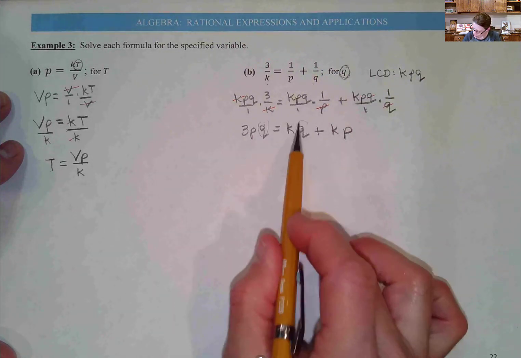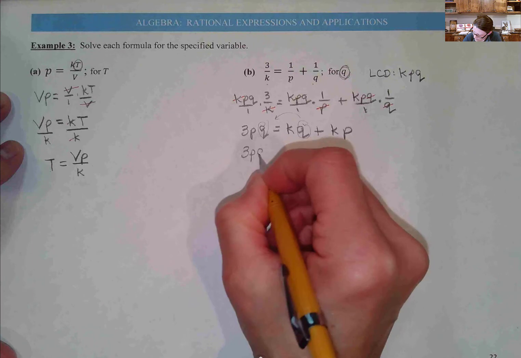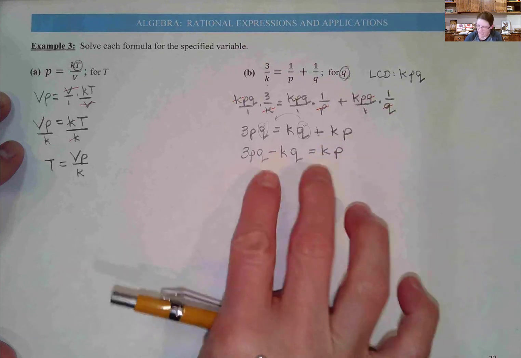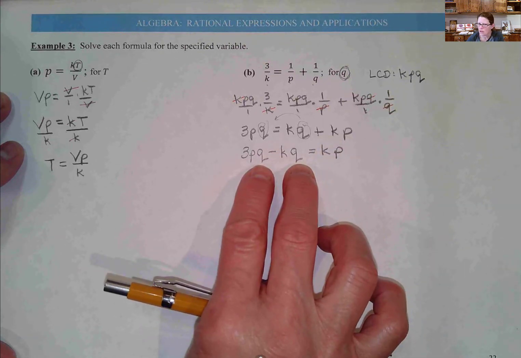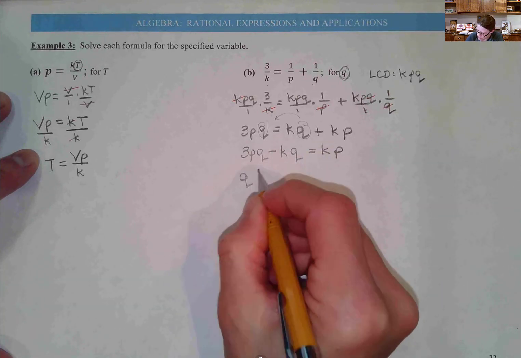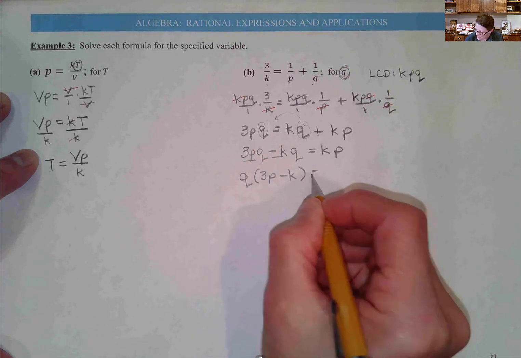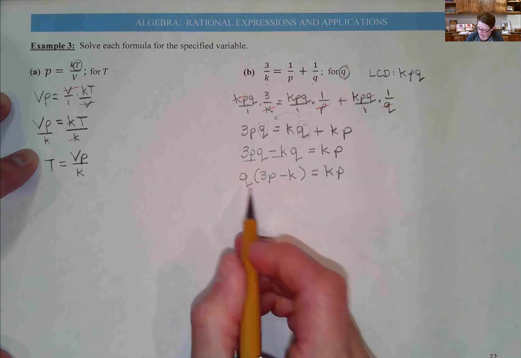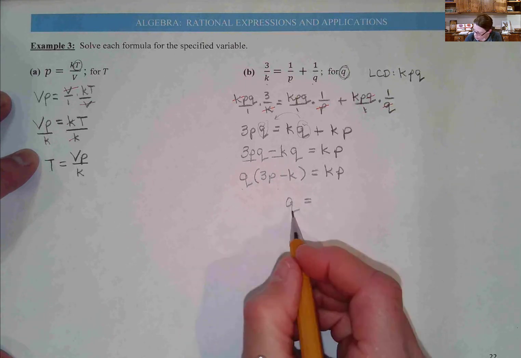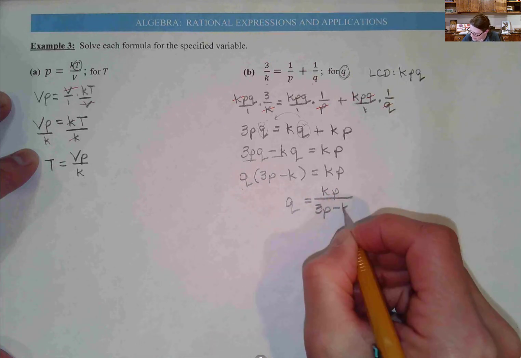We see that in 2 terms. I'm going to subtract KQ so that we can at least get our K terms on the same side. Now these terms are not alike and we cannot subtract them, but we can factor Q out. Q times 3P minus K equal KP. Last step, we can solve for Q by dividing by 3P minus K. Q is equal to KP over 3P minus K.